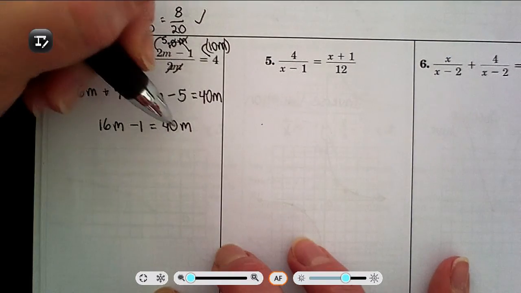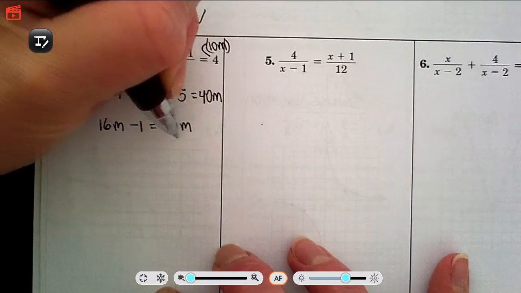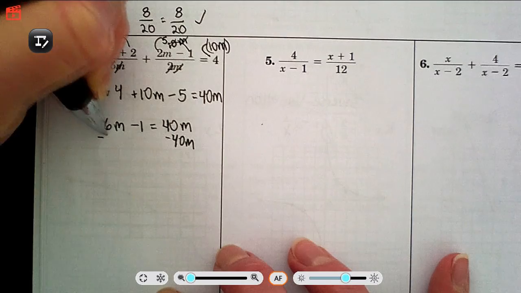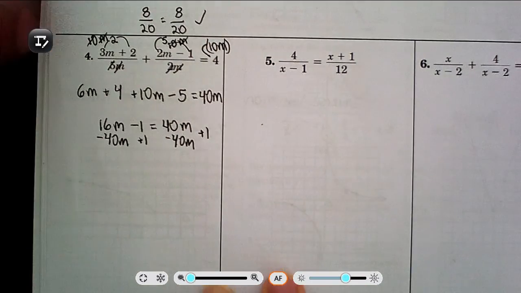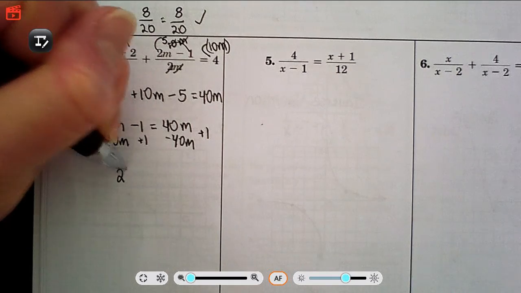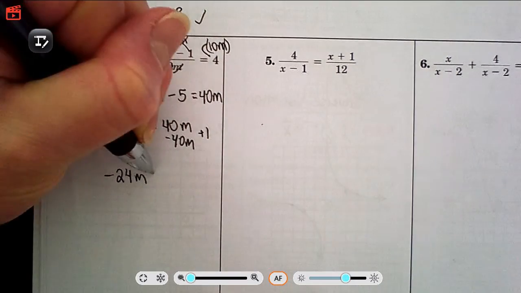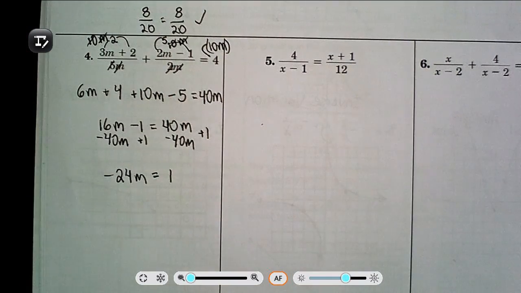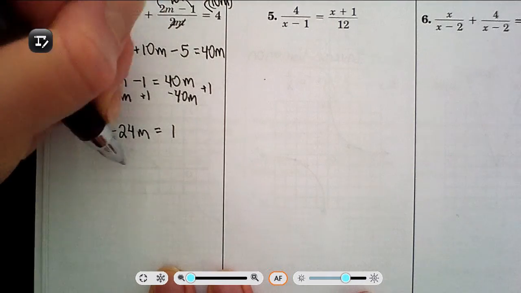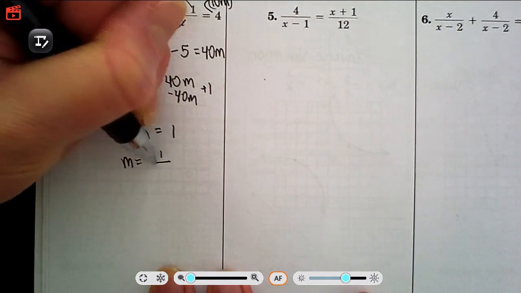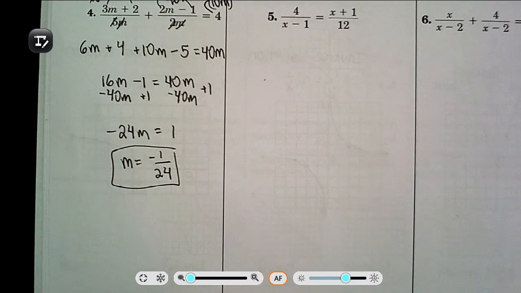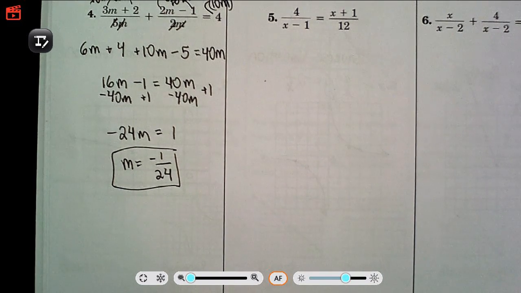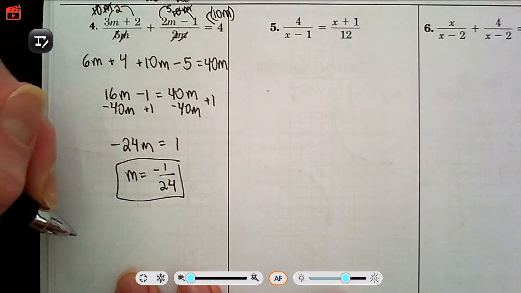Okay, let's combine like terms. I'm going to move my m's to the left and my constants to the right. So minus 40m minus 40m, plus 1 plus 1. So that's negative 24m equals 1. So divide by negative 24, m equals negative 1 over 24. All right. And that will work out because I checked it previous year, but anyway, we can check it here.